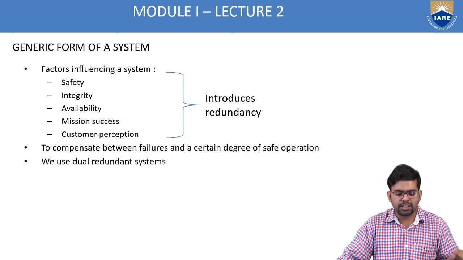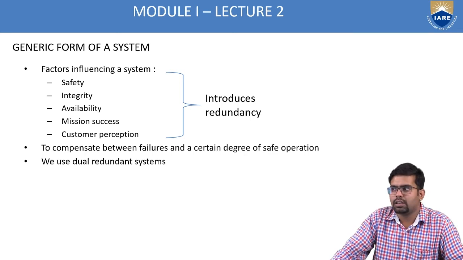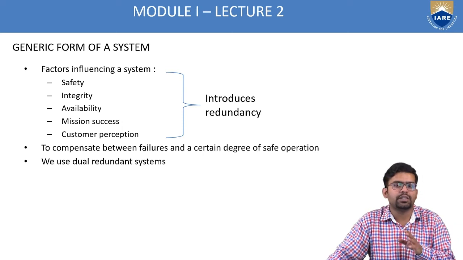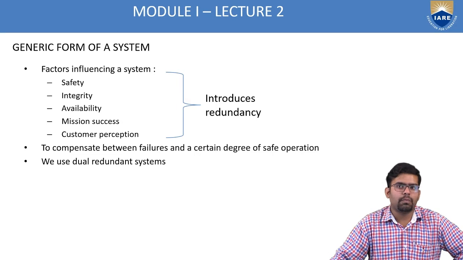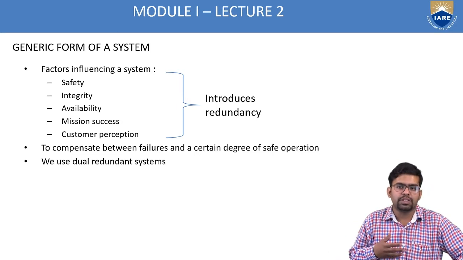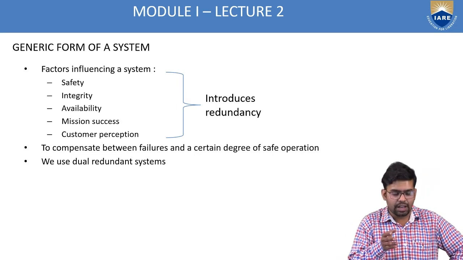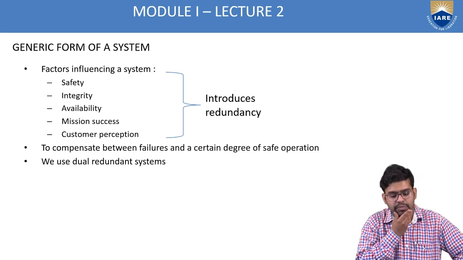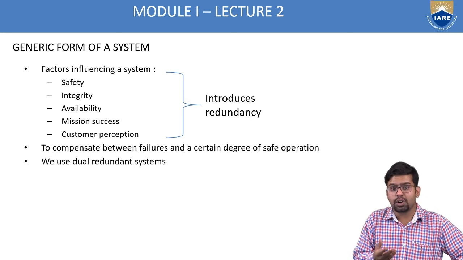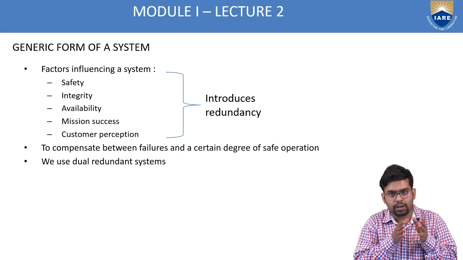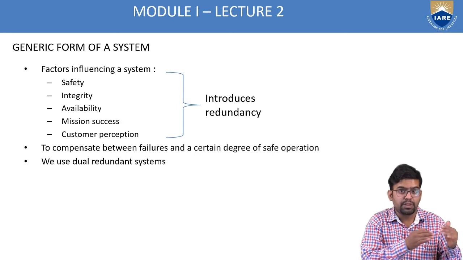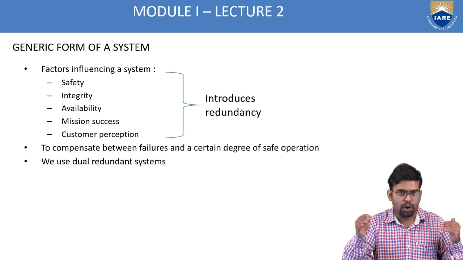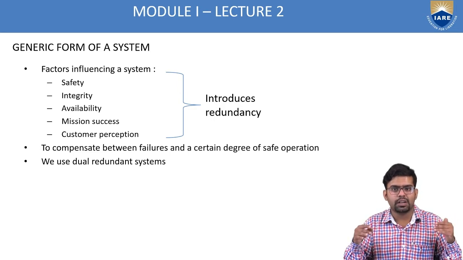So redundancy is nothing but, I'd say, some kind of error compensation. For example, let us not get into the exact definition of redundancy. Right now, being an aeronautical engineer myself, when I'm designing an aircraft system, I'll actually try to compensate between failures and ensure a certain degree of safe operation. I must compensate between failures, I must reduce failures and increase safety. So this is what I need to do, for which I'll be using dual redundant systems.